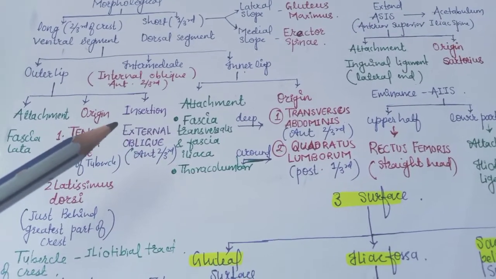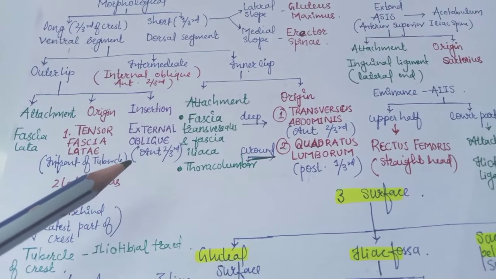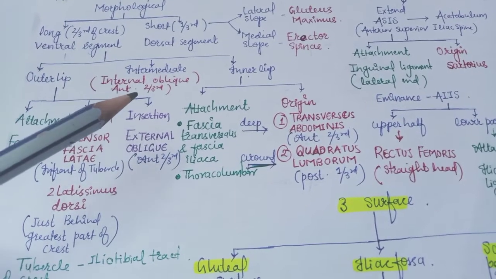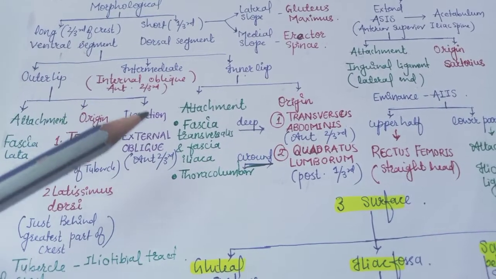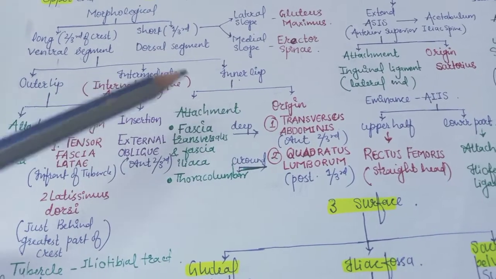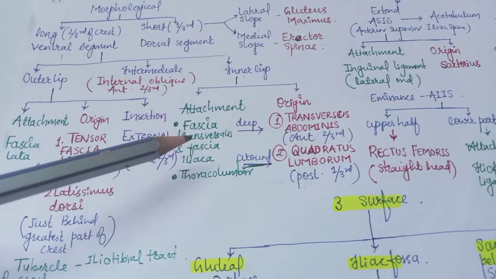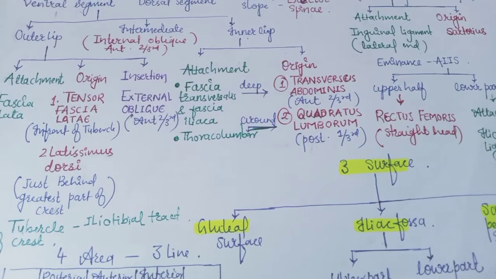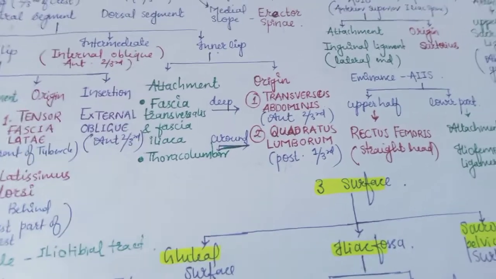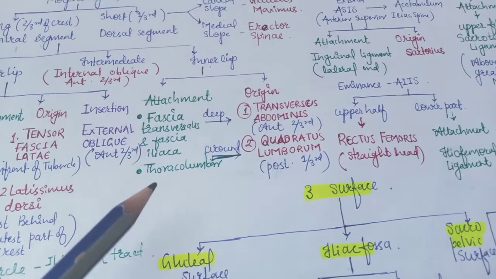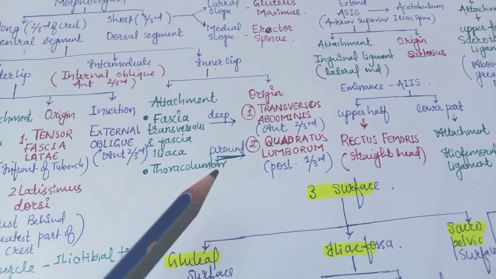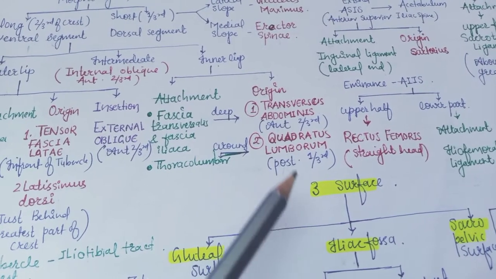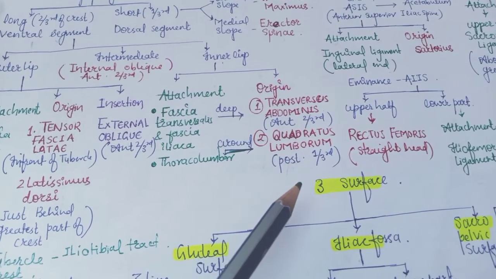Then the insertion: insertion of the external oblique in its anterior 2/3. The intermediate area gives origin to the internal oblique in its anterior 2/3 part. Then the inner lip. The inner lip gives attachment to the fascia transversalis and the fascia iliacus, deep to the attachment of transversus abdominis, and attachment to the thoracolumbar fascia around the attachment of the quadratus lumborum.